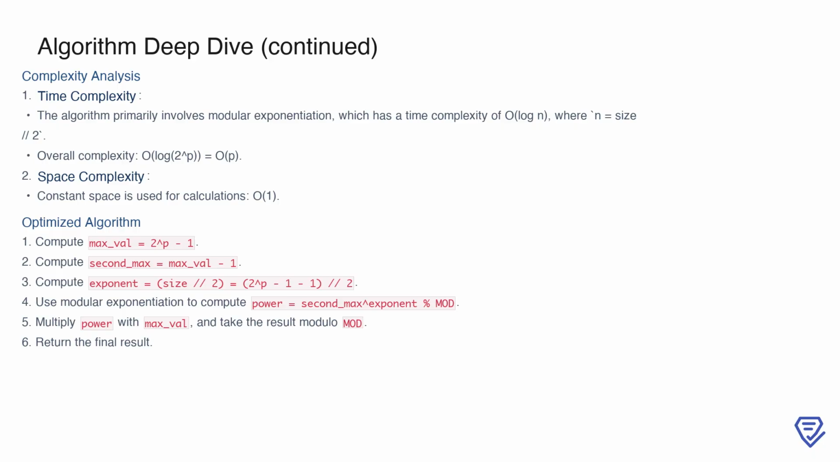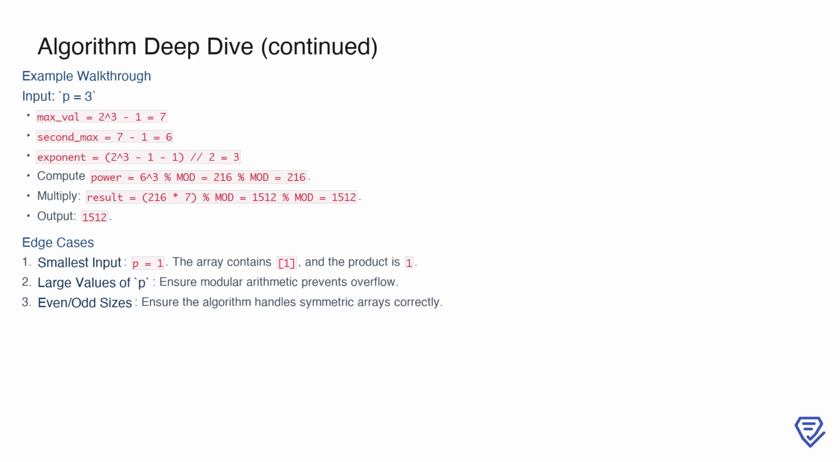Finally, the result is obtained by multiplying this power with max_val and taking the modulo. This step-by-step approach ensures both correctness and efficiency. For a concrete example, consider p equals 3. The array spans from 1 to 2^3 - 1, which equals 7. Here, max_val is 7, and second_max is 6.